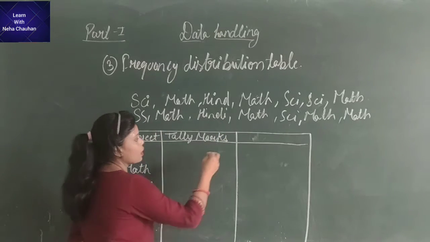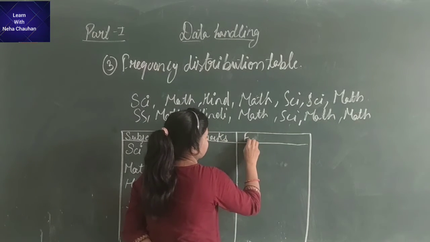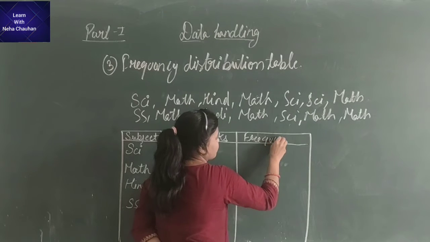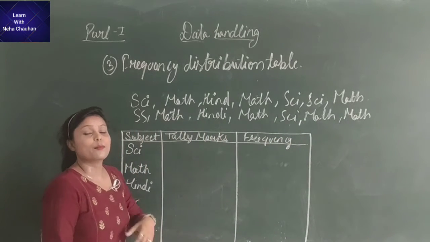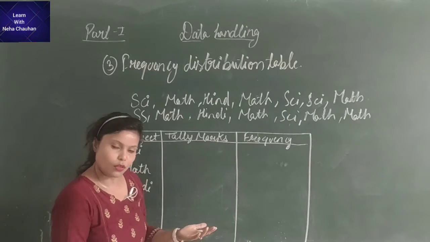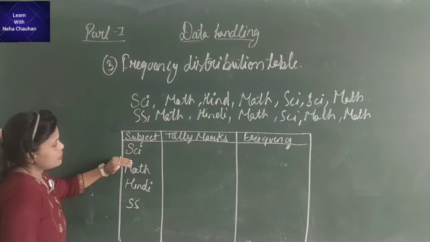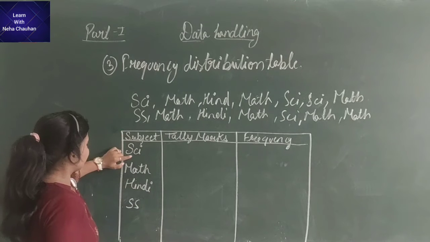Telemarks. In the third column, frequency. So frequency, what is frequency? Frequency is the most repeating number. Alright. Let's draw this table.